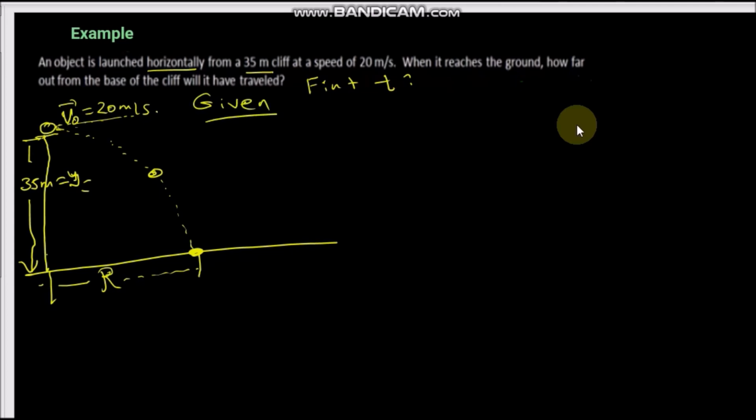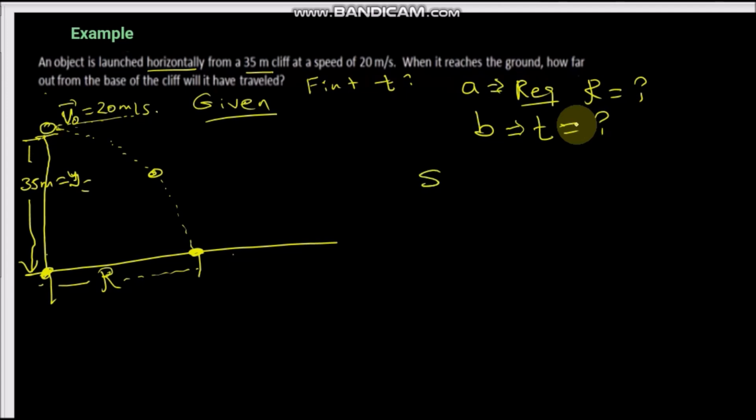Then when it reaches the ground, how far out from the base of the cliff will it have traveled? The base of the cliff, from this point to this point, how far? Let me say A, your required R is equal to how much? And B, find the time. Your required t is equal to how much?